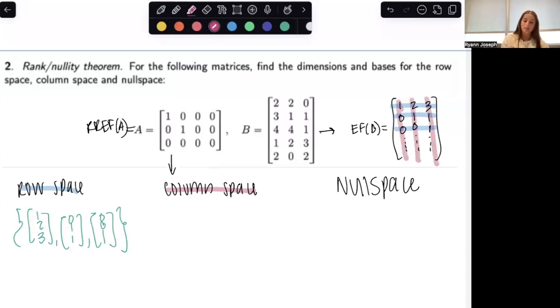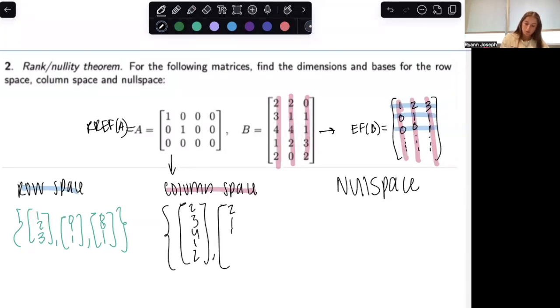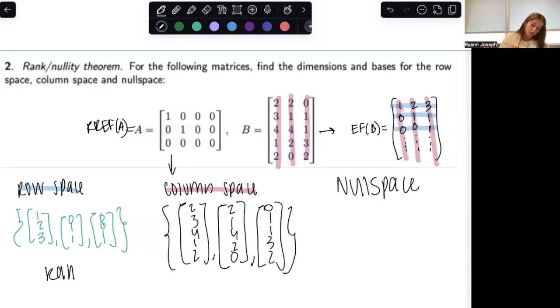The column space, again, is our non-zero columns. In this case, all 3 columns have pivot variables in them, but remember, we have to go back and use the original columns. So the basis of my column space here is 2, 3, 4, 1, 2, 2, 1, 4, 2, 0, and 0, 1, 1, 3, 2. So here, rank is 3. Same thing here, we have 3 things in there, rank is 3.